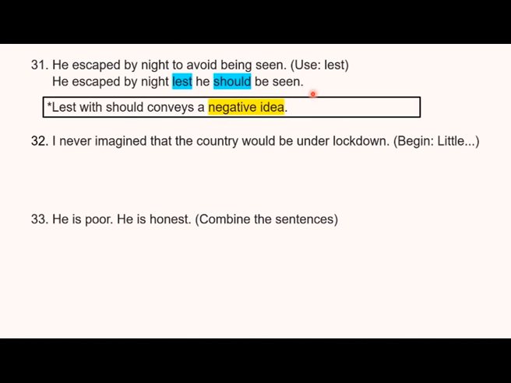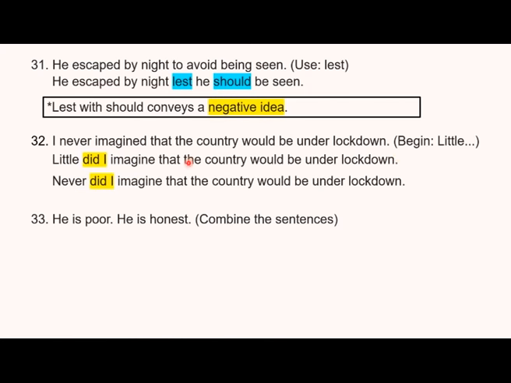You cannot write like this: he escaped by night lest he should not be seen. That would be wrong. Then we have sentences like this: I never imagined that the country would be under lockdown. So if we have to begin with little, or we have to begin with never, remember again, these sentences take an inversion. Little did I imagine or never did I imagine. This has to be borne in mind.